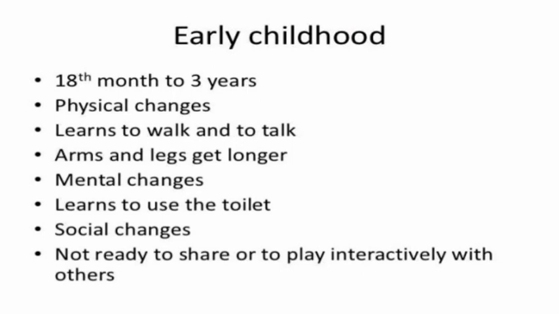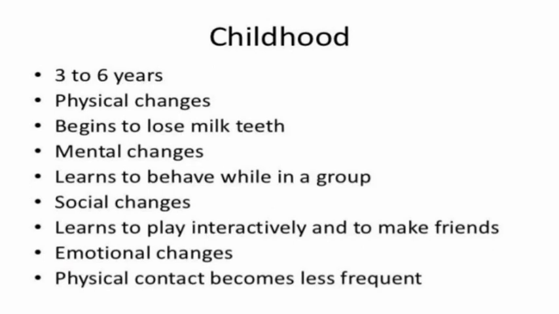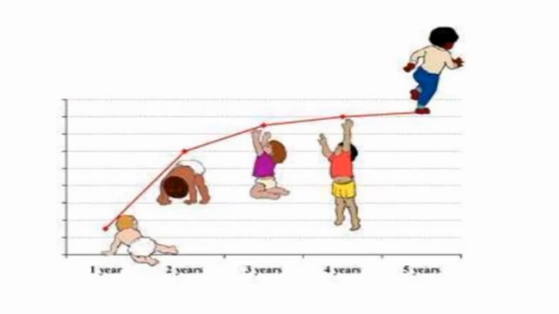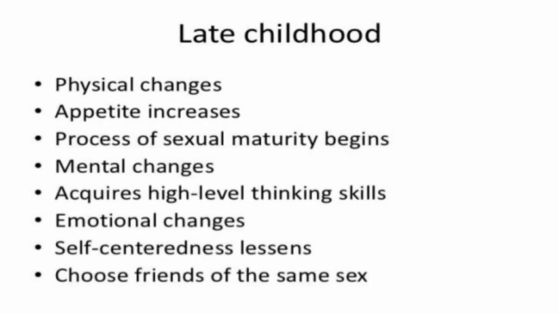and make friends. In childhood, physical changes can be seen, and they lose their milk teeth. Mental changes also occur; they learn how to behave in a group. Social changes: they interact with their friends. Emotional changes occur. Physical contact becomes less frequent. So this is the process of how they go up through years 1, 2, 3, 4, 5.